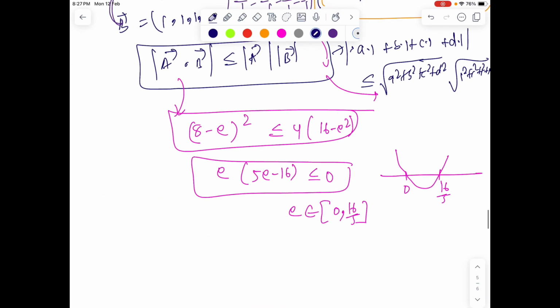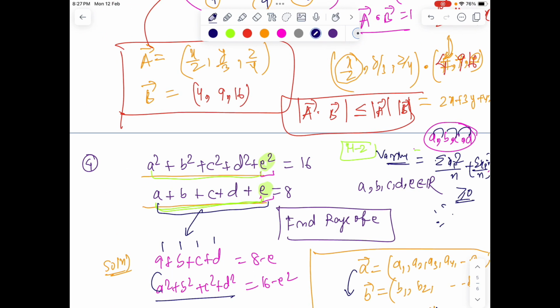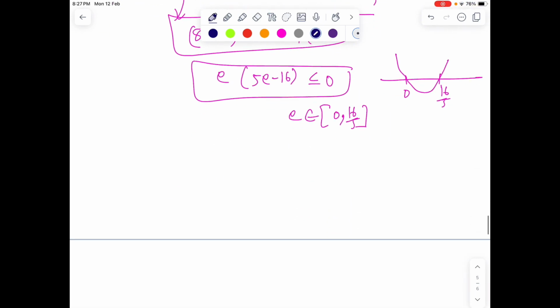And because of the symmetry of the problem, all the variables will be restricted by the same amount. So e was not special. If I ask you what is the range of a, it will be the same as e, right? It will still be 0 to 16 by 5. So by repeated use of the quadratic discriminant, this question can be done.